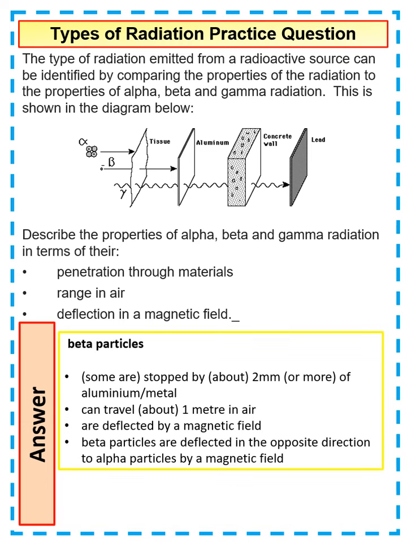Beta particles, some of these are stopped, but you need millimeters of aluminium to stop it properly. They can travel up to about 1 meter in air. They are deflected by a magnetic field because beta particles are really small, so the particles are deflected in the opposite direction to alpha particles by that magnetic field.